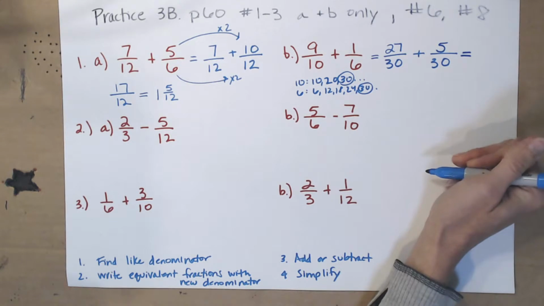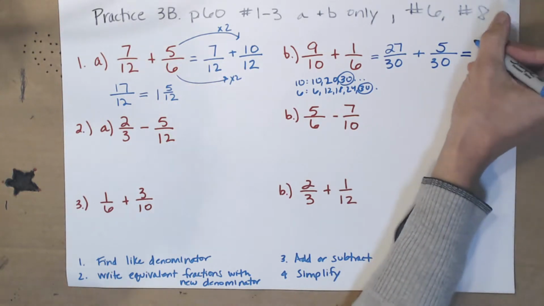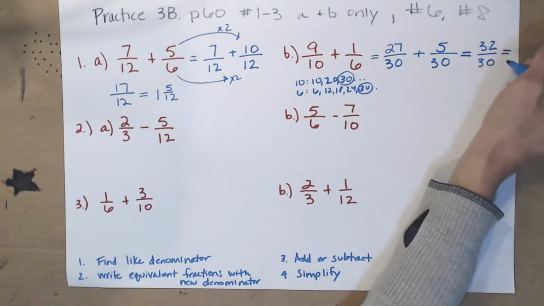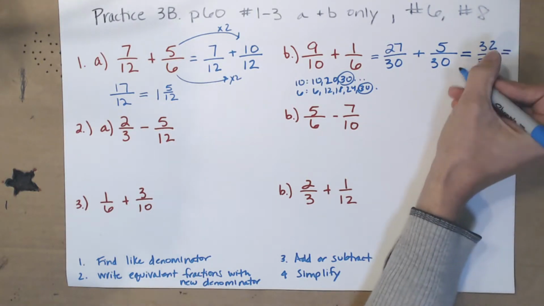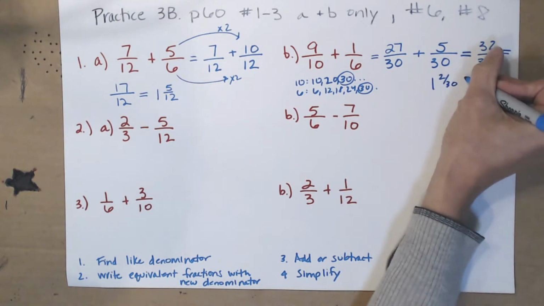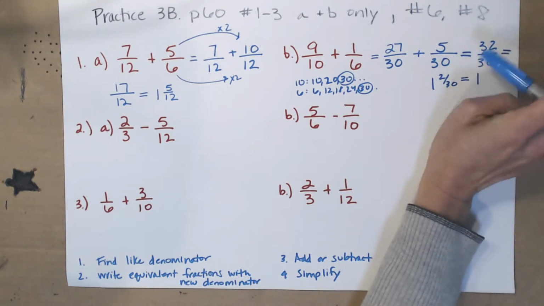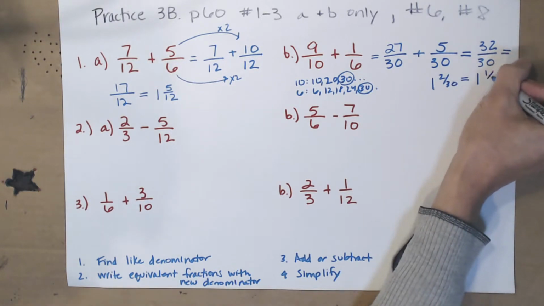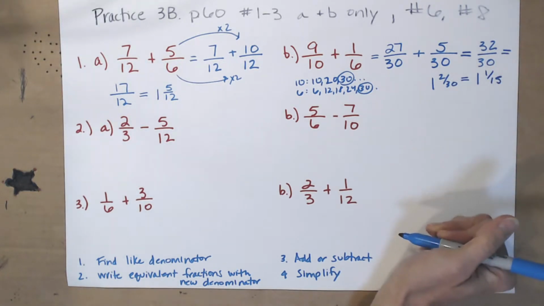Now you can add 27 plus 5 would be 32. So we have 32 30ths. Change that to a mixed fraction. You get 1 and 2 30ths. And now you can simplify that because 2 and 30 are both divisible by 2. And you get 1 and 1/15.